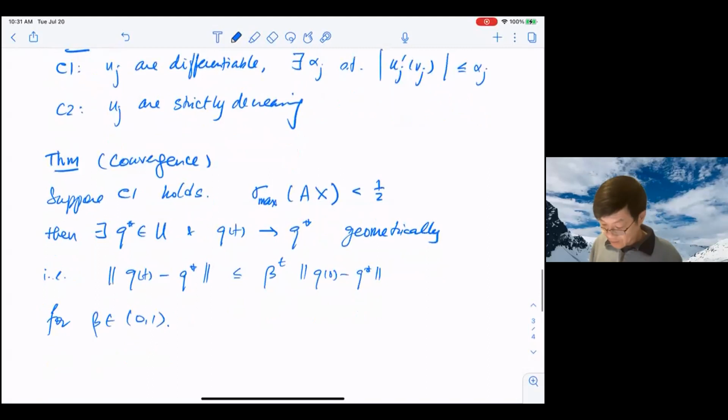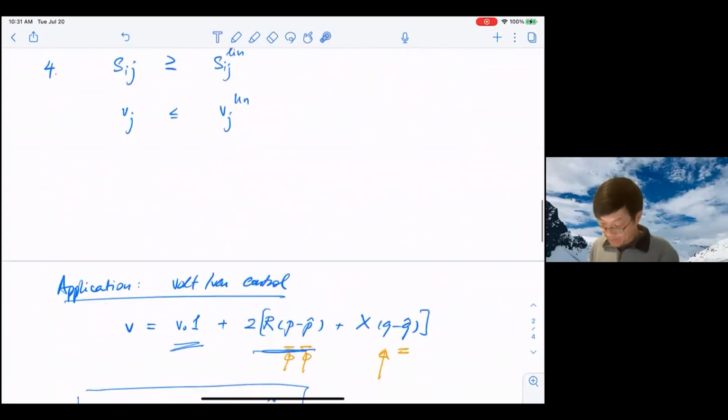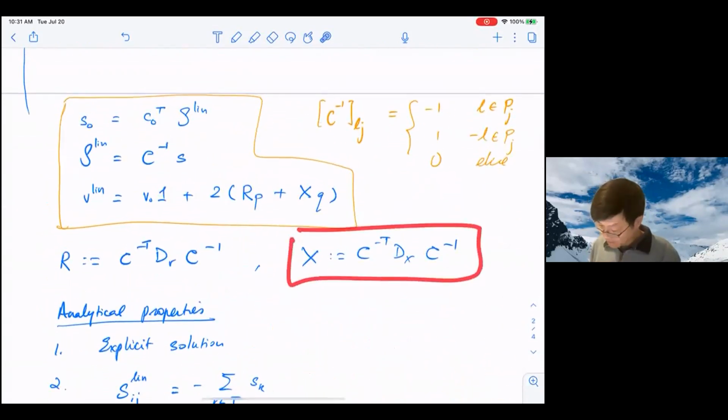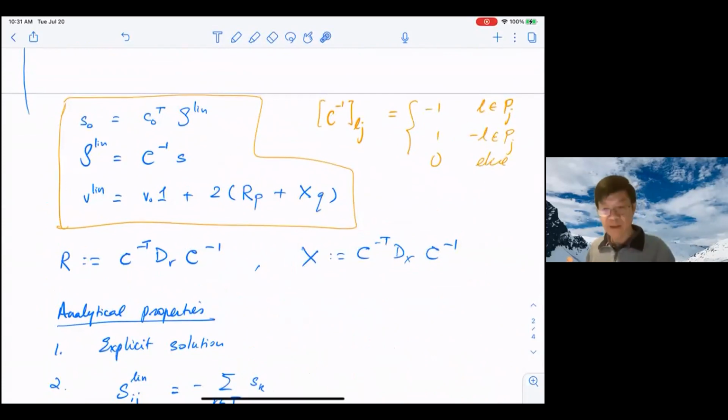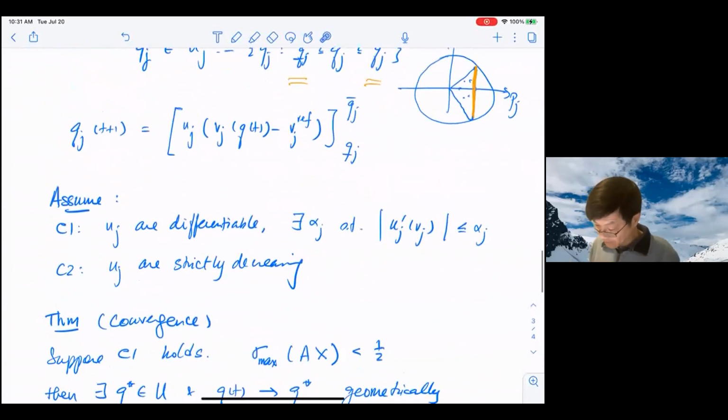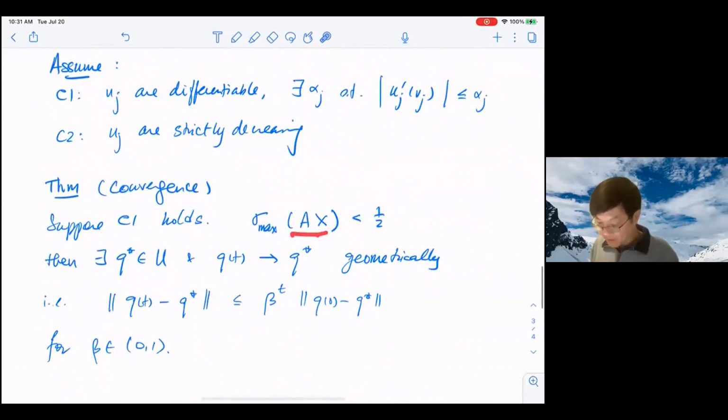Okay, so under the stability condition, which we can compute, X is this matrix, a positive definite matrix, weighted by a diagonal matrix of the upper bounds, so a diagonal matrix of alphas. You multiply, you look at this matrix, you compute the singular values, and look at the largest singular value.